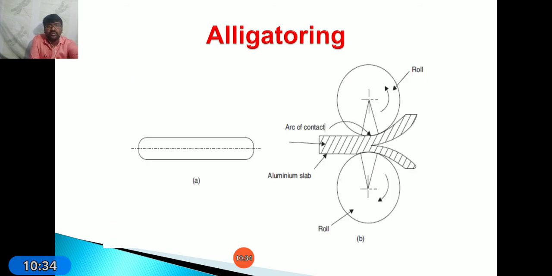Observe the diagram, which shows the case without defect. Whenever the workpiece is passed between the two rollers, alligatoring is formed. Here is the arc of contact, from the starting point to the end point. Next, it shows the upper roller and the bottom roller with an aluminum slab. Whenever it is passed between the two rollers, the bottom and top surfaces will be detaching. This problem is known as alligatoring.